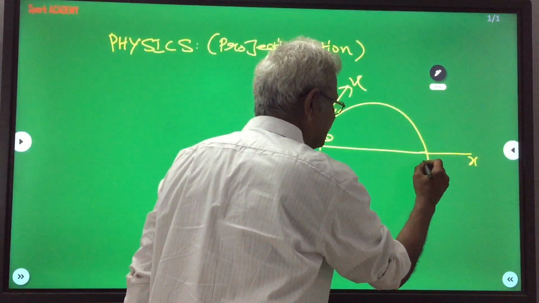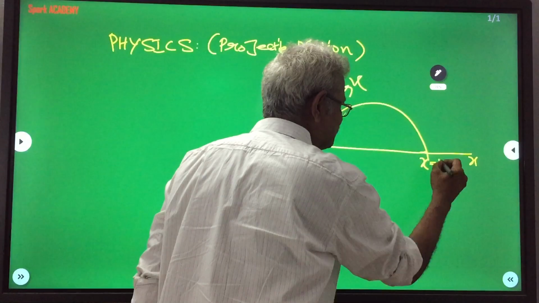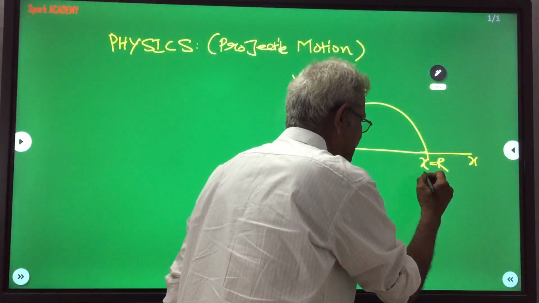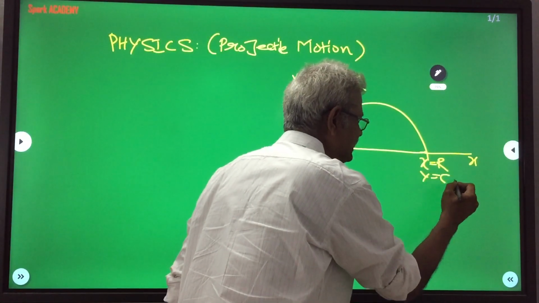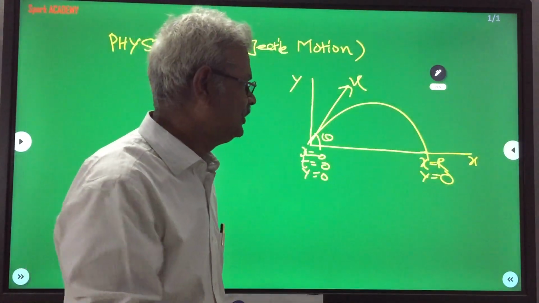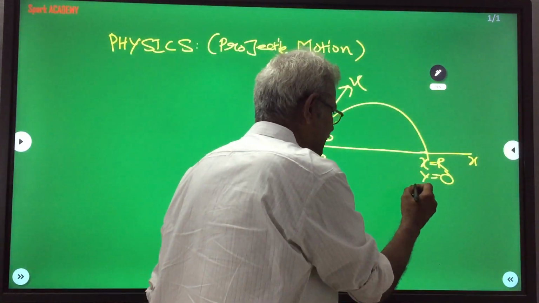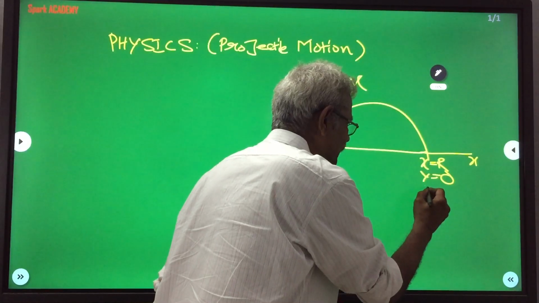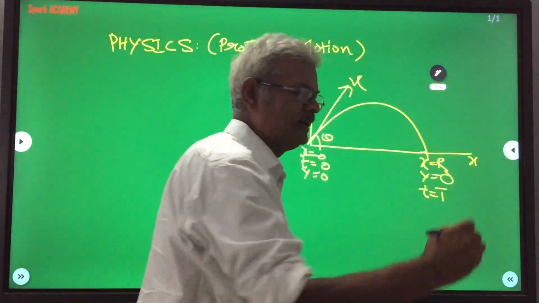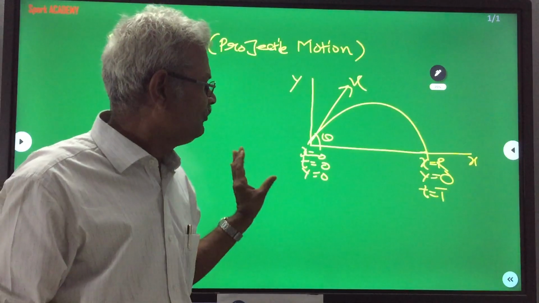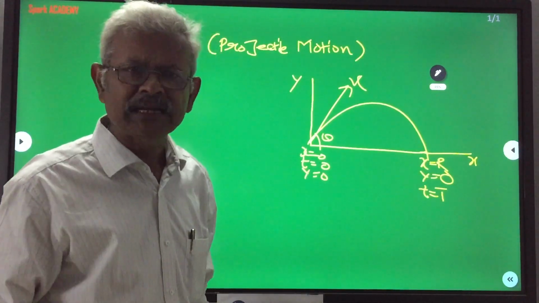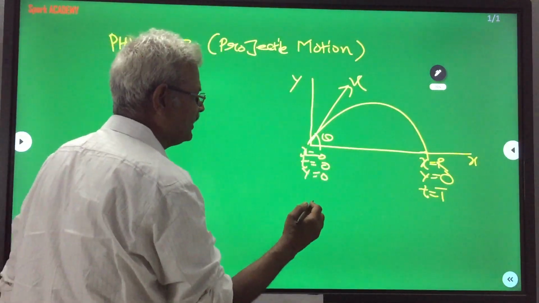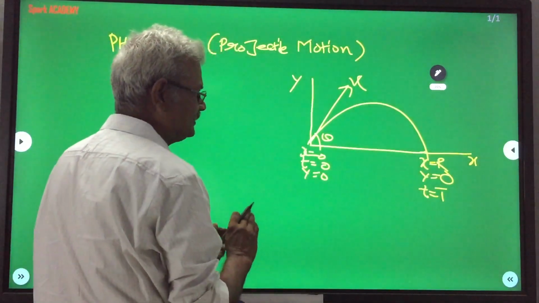Now when it comes here, the maximum horizontal distance traveled is referred to as what? Range. And what is the value of the y-coordinate here again? 0. Understood? So that means here y-coordinate is 0. And the time it takes is capital T. So if you go through all these things, the formulas we know directly. But what is x here? x we have to define now. How to define x here?